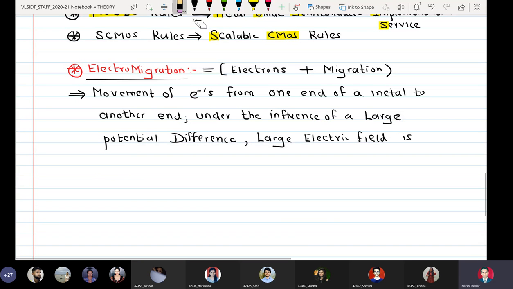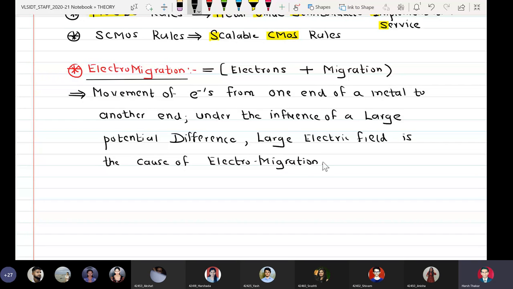It is the cause of electromigration. So movement of electrons from one end of a metal to another end under the influence of a large potential difference, a large electric field, is the cause of electromigration. So please note that although I have said a metal, it is not every metal.